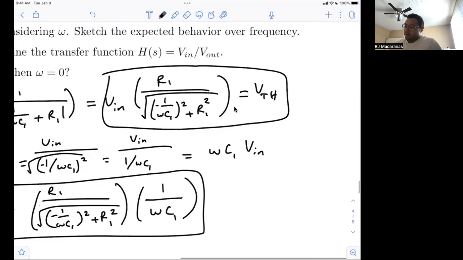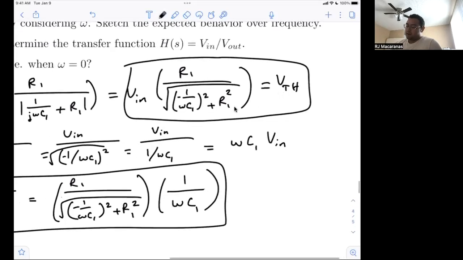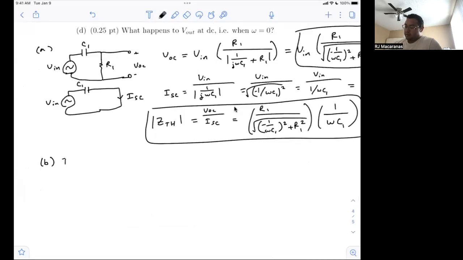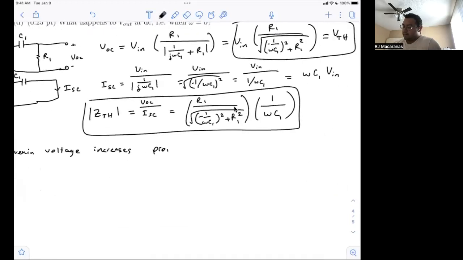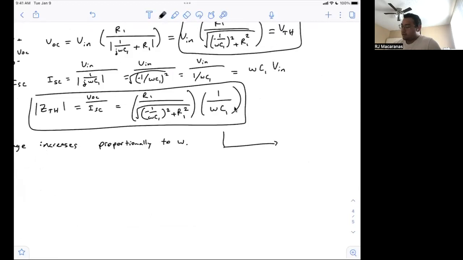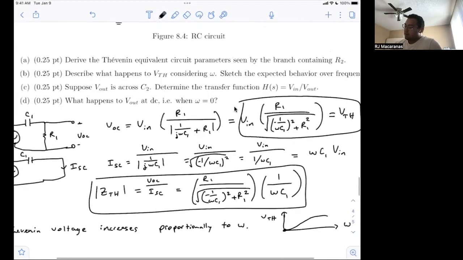So just taking a look at our Thevenin voltage, right, when omega is 0, we've just got a term in the denominator that blows up to infinity. So our Thevenin voltage is 0. And as omega increases, then our Thevenin voltage goes up. So Thevenin voltage increases proportionally to omega. And we said at omega equals 0, the Thevenin voltage is at 0. And so it increases over frequency. So that is the plot.